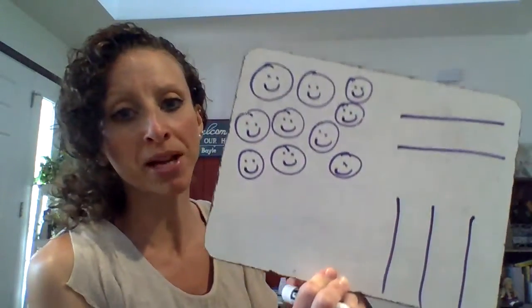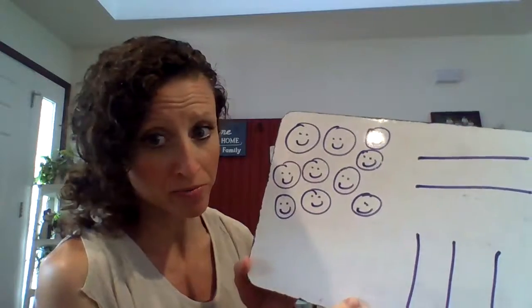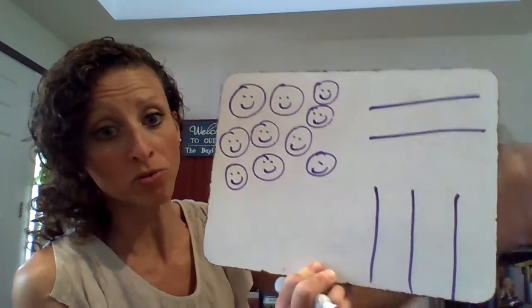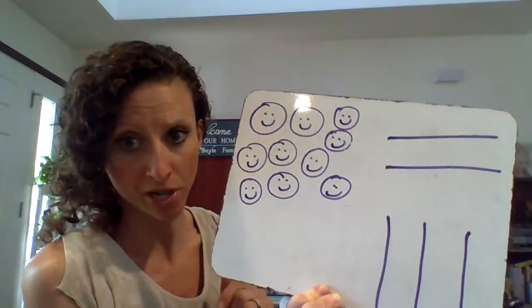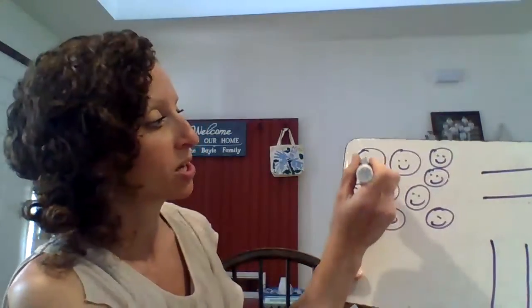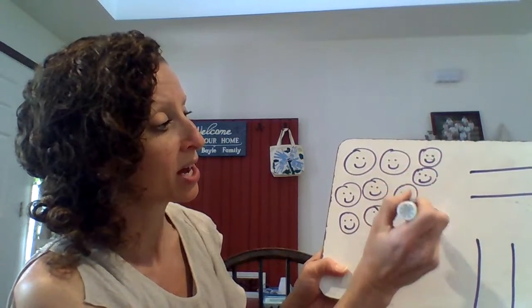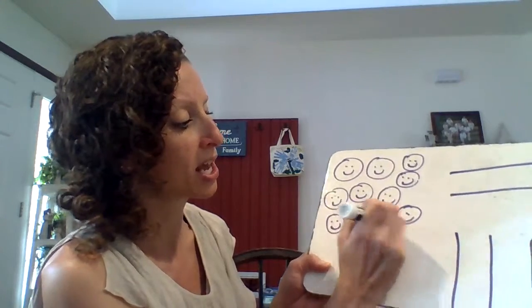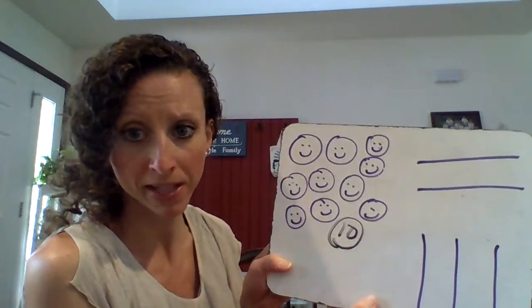Okay, one more example with happy faces this time. Okay, so here's my smiley faces. They're scattered all about. This is not an array. When I plug them into here, into my rows and my columns, then I have created an array. Okay, let's count how many smiley faces we have. 1, 2, 3, 4, 5, 6, 7, 8, 9, 10. I have 10 total smiley faces.